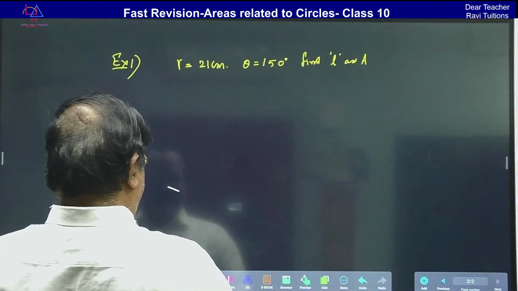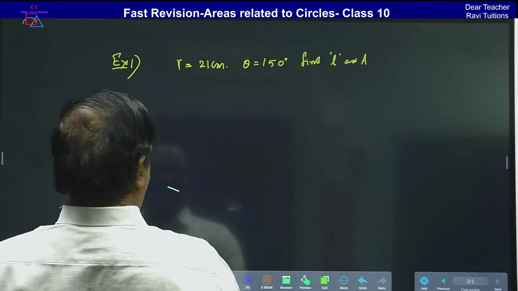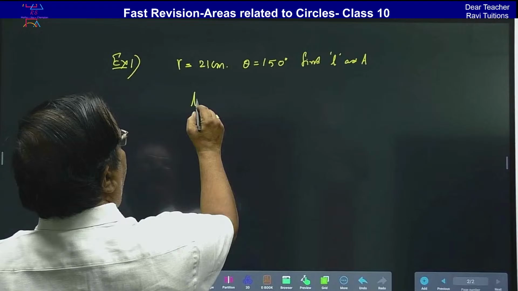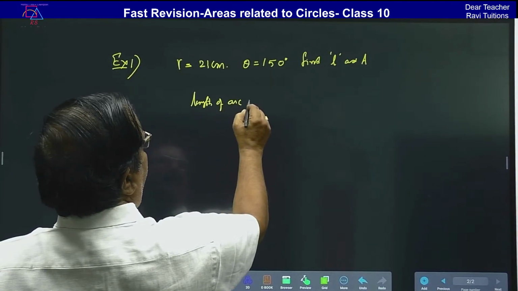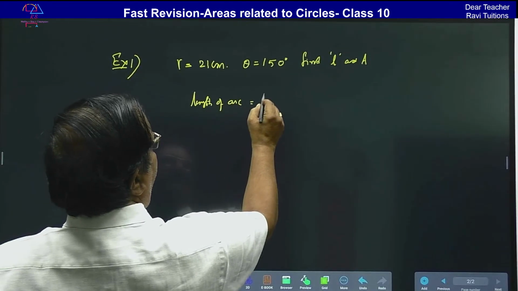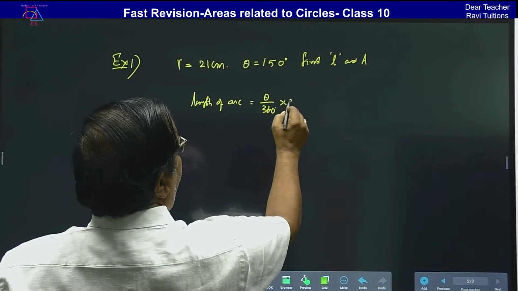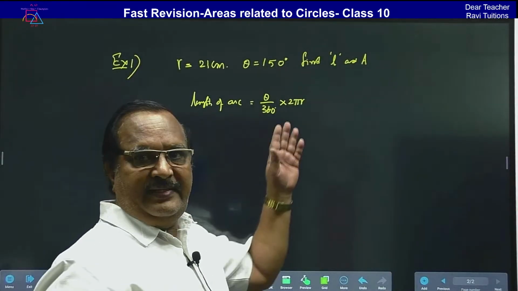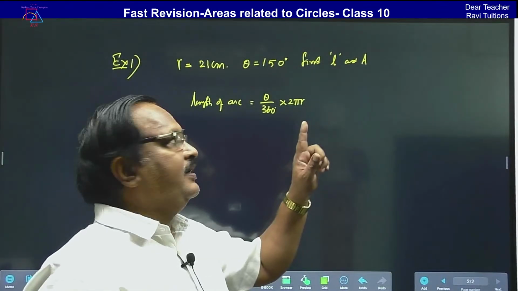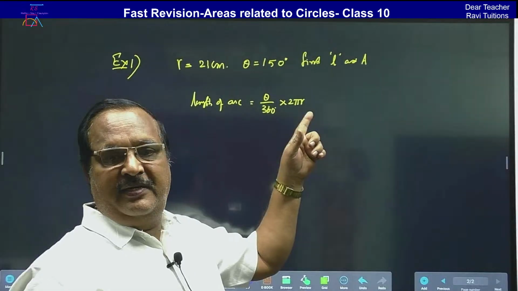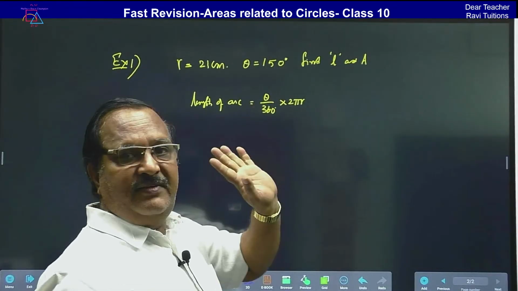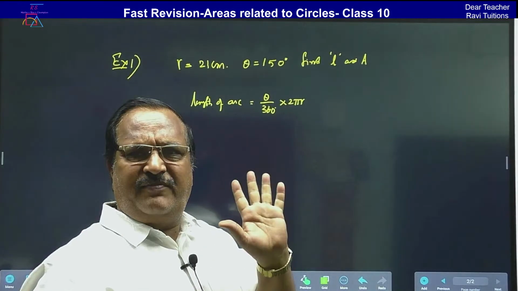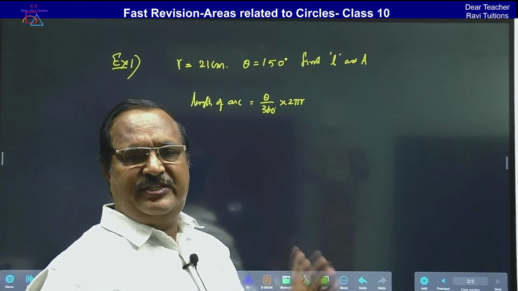So let me do directly. Length of arc formula: length of arc is equal to... please write the formula and then do the question. Without writing the formula, you will be losing half mark. In the board examination, the formula carries a mark. Most of the people don't write the formula, they write directly. Time is sufficient to do each and every step.